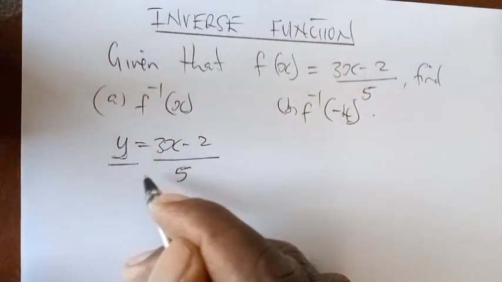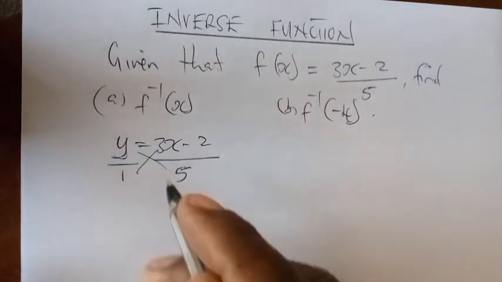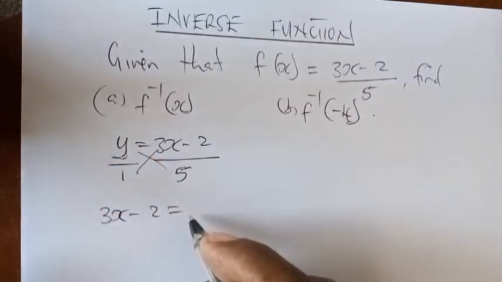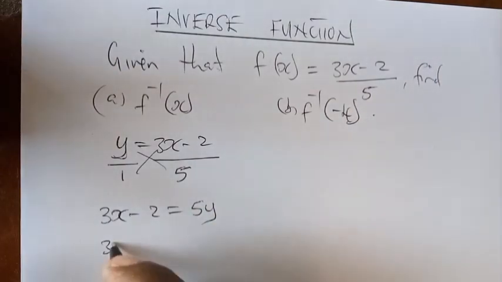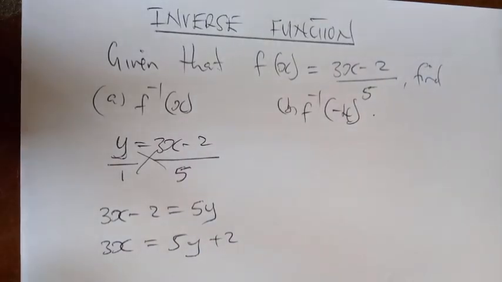This side here, we can make it a fraction by dividing it with 1, and then we cross multiply. When we cross multiply, we are going to have 3x minus 2 this side. The other side, we multiply 5 times y, and then we get our 5y. And then this minus 2 will have to go the other side. So we have 3x is equal to 5y plus 2.